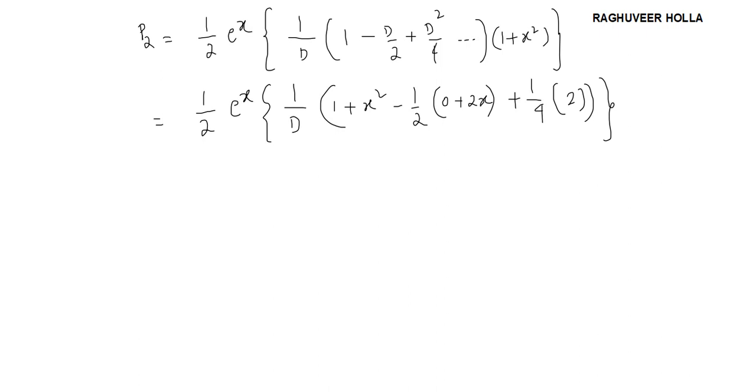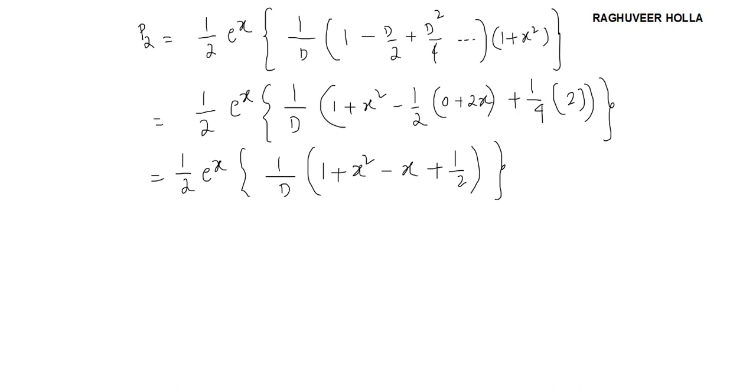Now further, if I try to simplify this, so 1/2 e^x, close the brackets, 1/D, and this would be 1 plus x squared and minus x, and this is 1/2. Now this closes the brackets. Now we know that 1/D is the integral dx. So let us integrate this here. So I get 1/2 e^x.